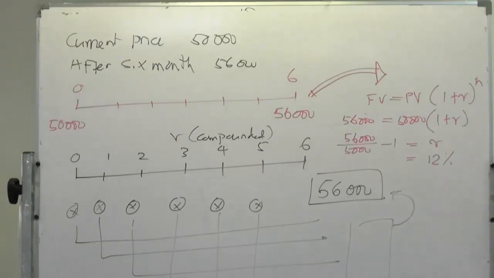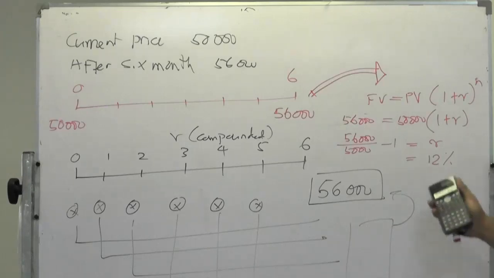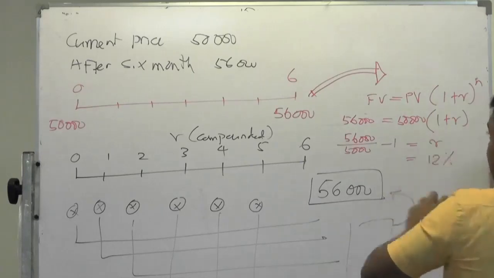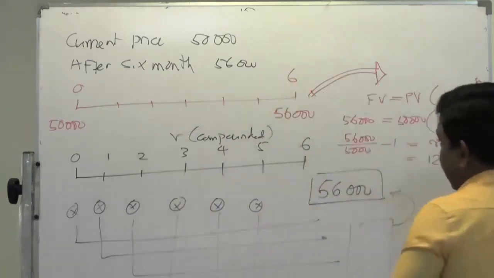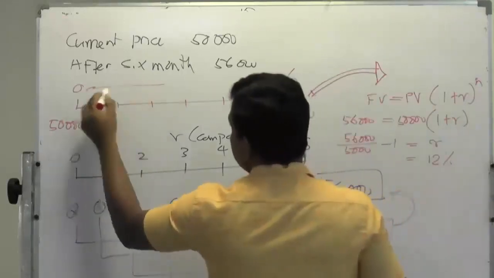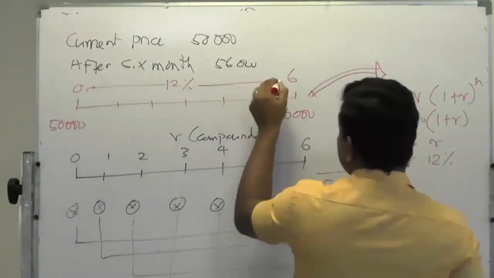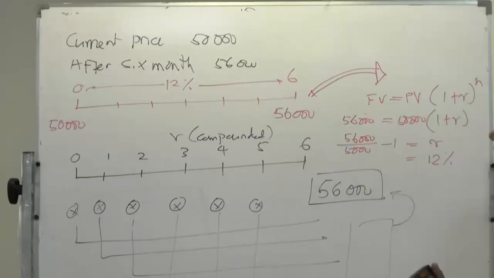56,000 divided by 50,000 minus 1. Yeah, 12% is the answer. Now you can see the interest rate for the 12 month period according to the information given is 12%. Sorry, not 12 month period, the 6 month period interest rate is 12%.